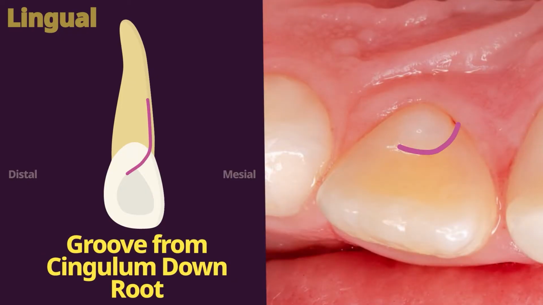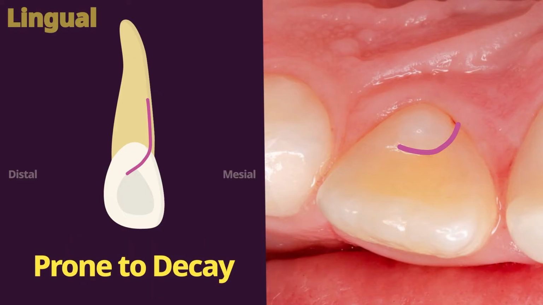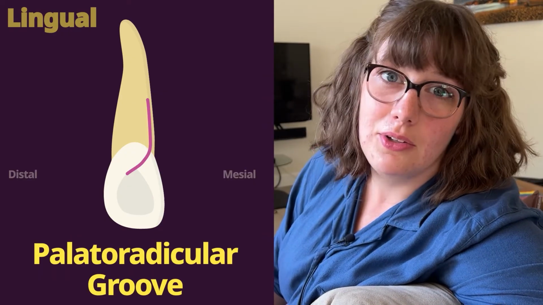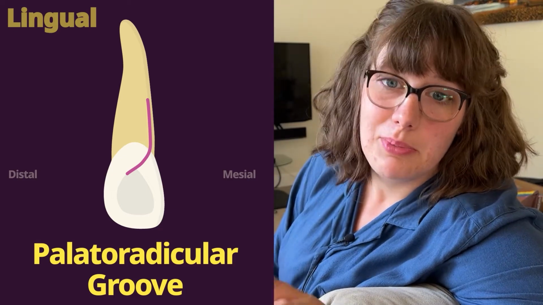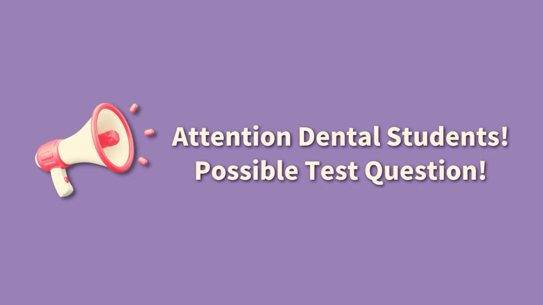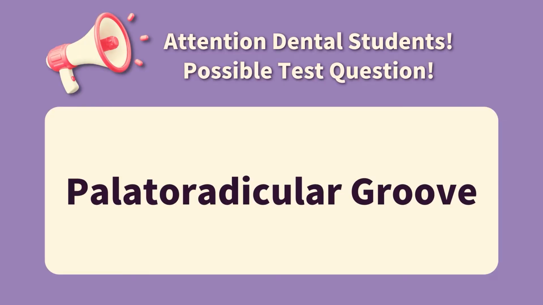And there's also often a groove from the cingulum down the root that is prone to decay. And that groove from the cingulum down the root is called a palato-radicular groove. It's prone to decay and harder to scale. Attention dental students. They love to test on the palato-radicular groove.